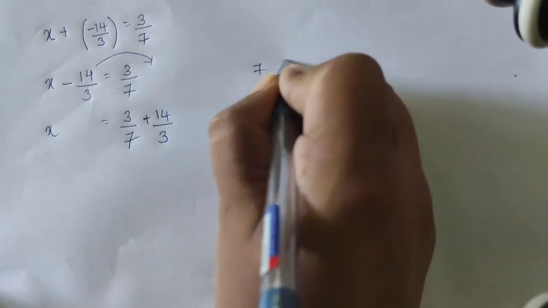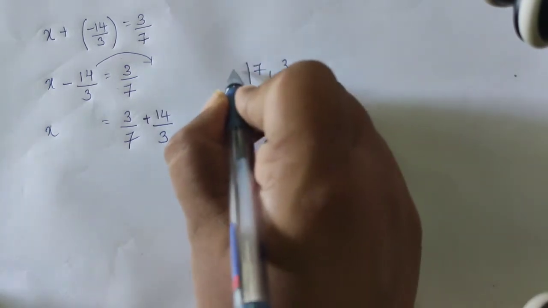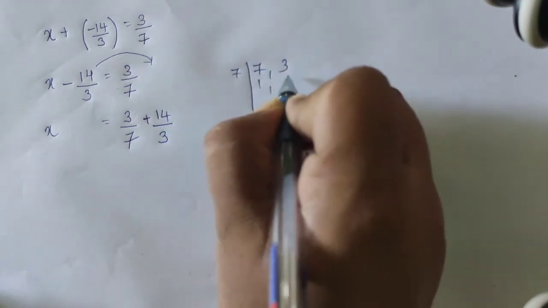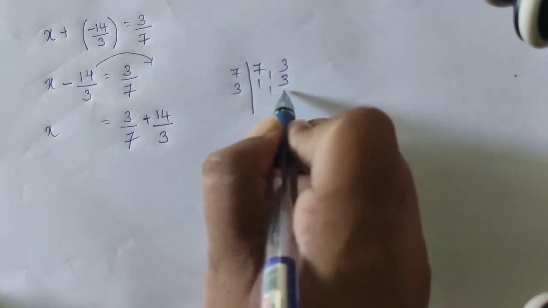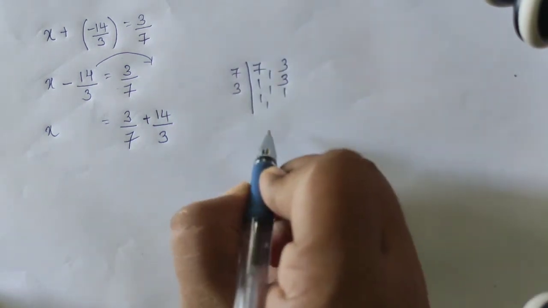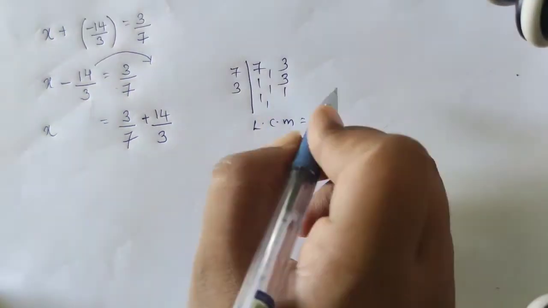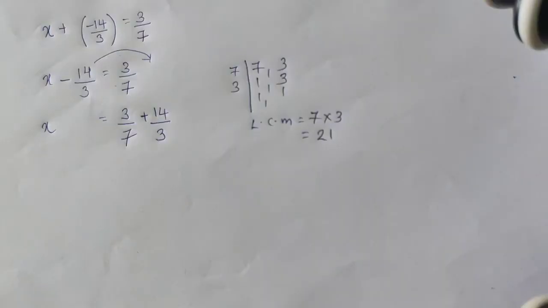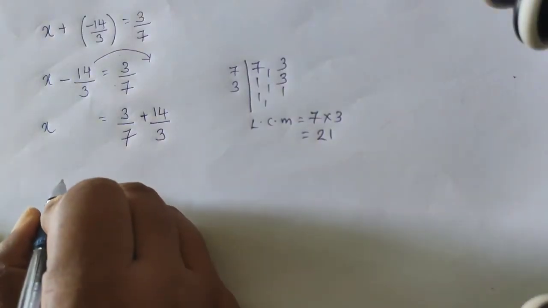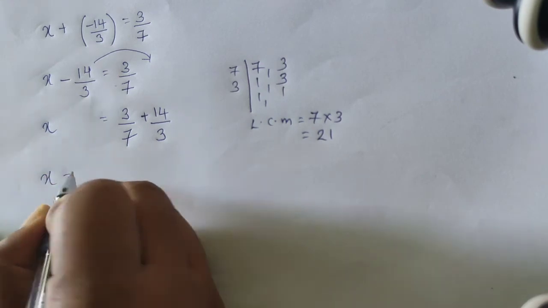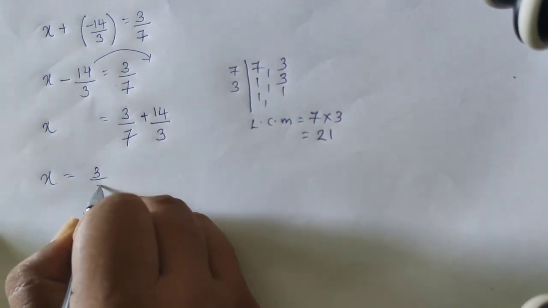So let's find LCM of 7 and 3. 7 ones are 7. 3 is not divisible in 7's table, so we'll write it that way. The next, 3 ones are 3, 1 will be taken forward. So LCM here will be 7 threes are 21. So x will be equal to, let's write this fraction.